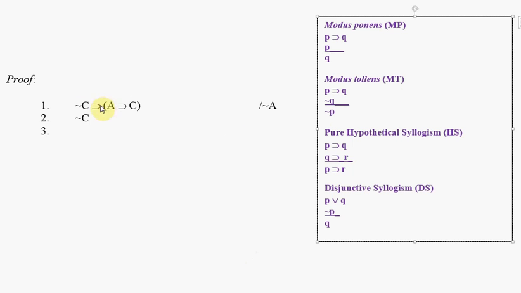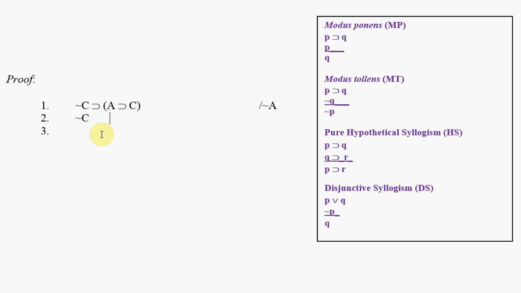The proof consists of 2 premises which are numbered as 1 and 2. So number 1 we have if not C, then if A, then C. And premise number 2 is not C. Our conclusion is under the slash here on the right, and that's the not A.